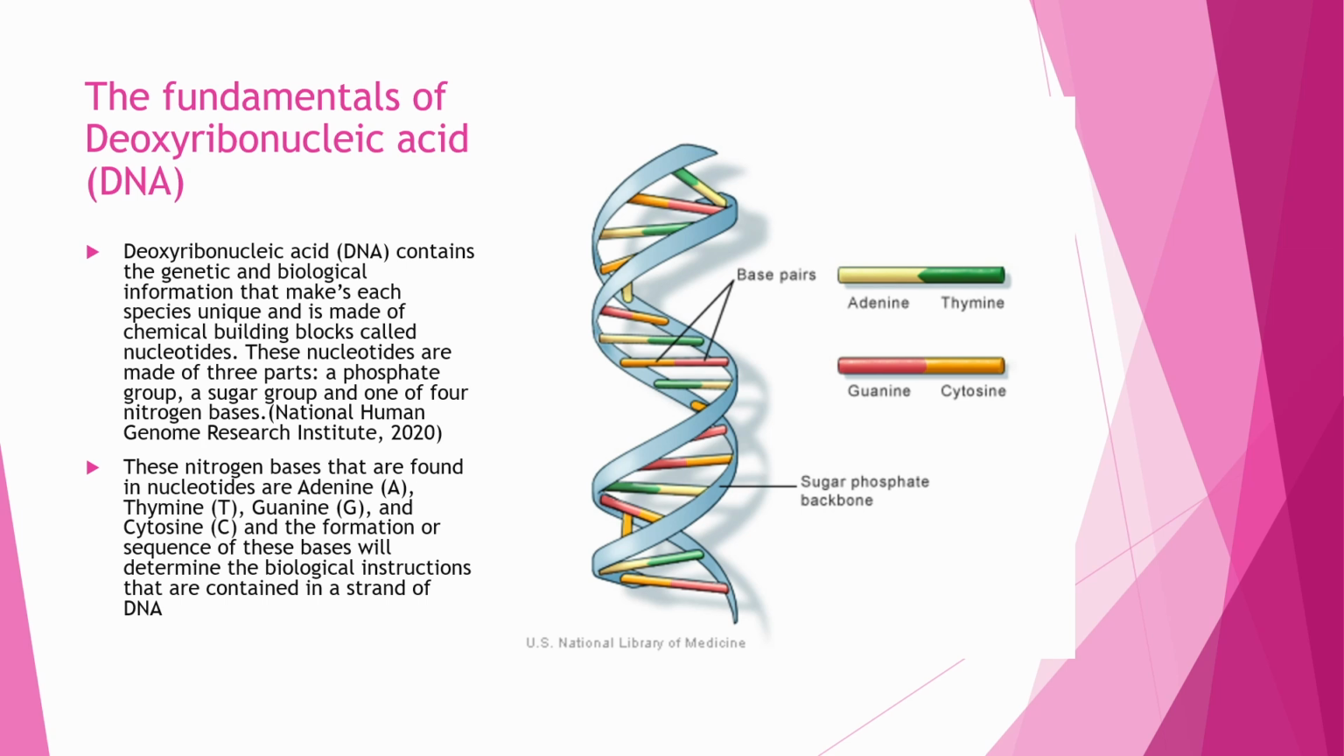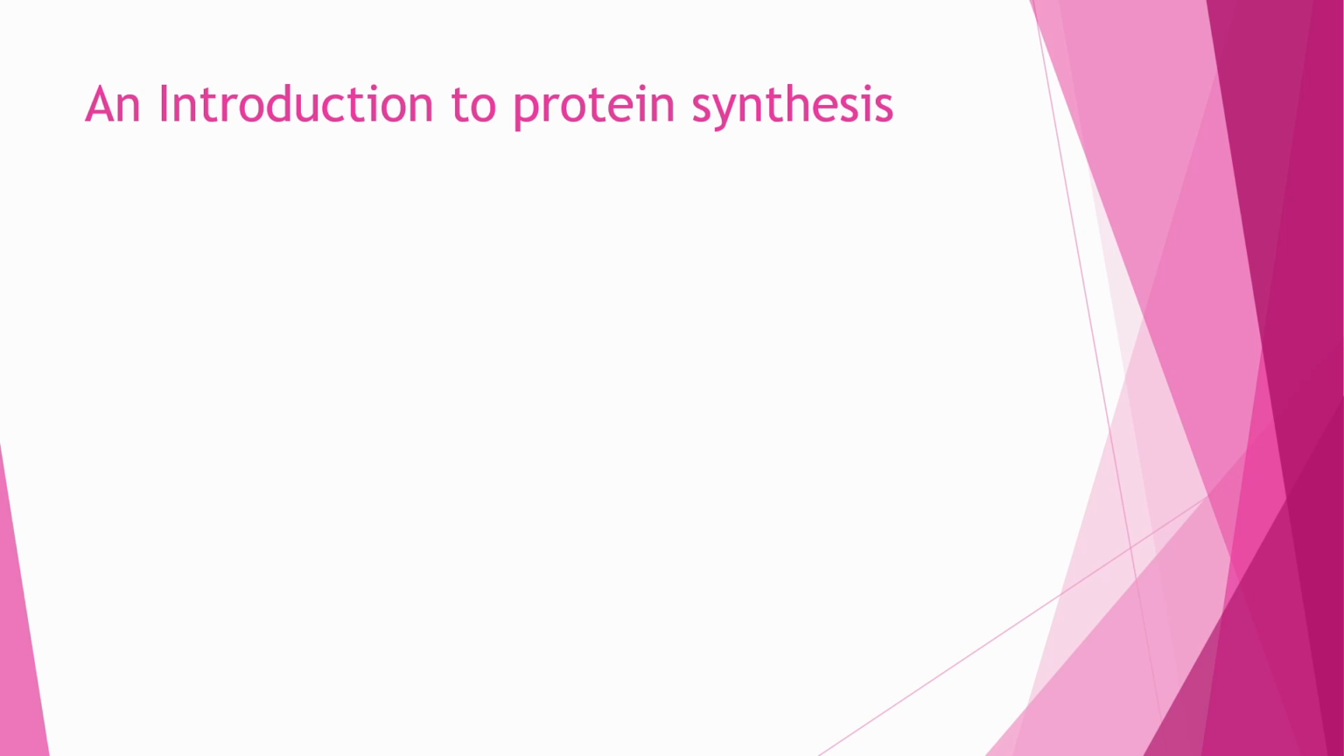So, deoxyribonucleic acid, otherwise known as DNA, contains the genetic and biological information that makes each species unique and is made of chemical building blocks called nucleotides. These nucleotides are made of three parts: a phosphate group, a sugar group, and one of four nitrogen bases. These nitrogen bases found in the nucleotides are adenine, thymine, guanine, and cytosine, and the sequence of these bases will determine the biological instructions that are contained in a strand of DNA.